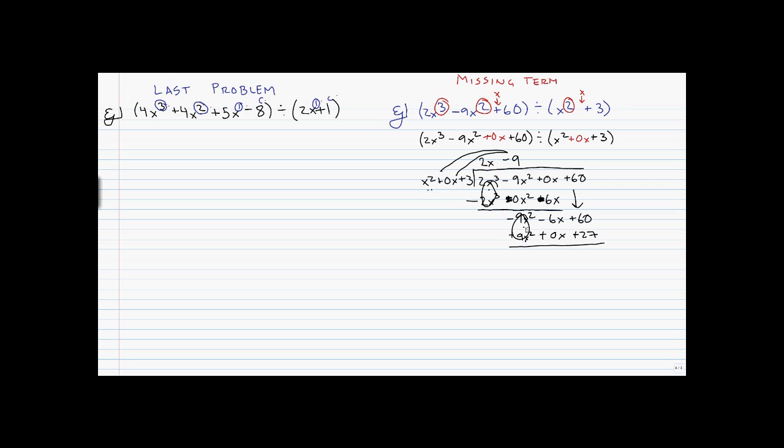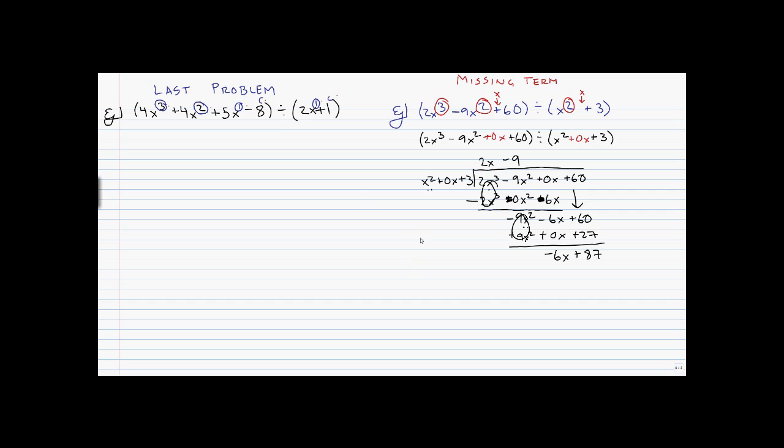So from here, 0. Negative 6x plus 0x is negative 6x. 60 plus 27 is 87. And in fact, there's our next line. And of course, I'll get rid of those little rainbows. I just like drawing them. And okay, so now we're here.